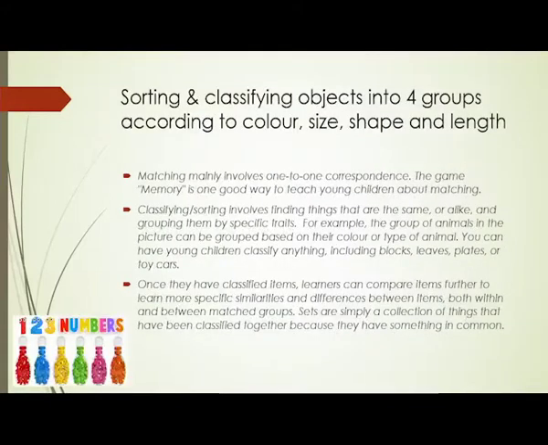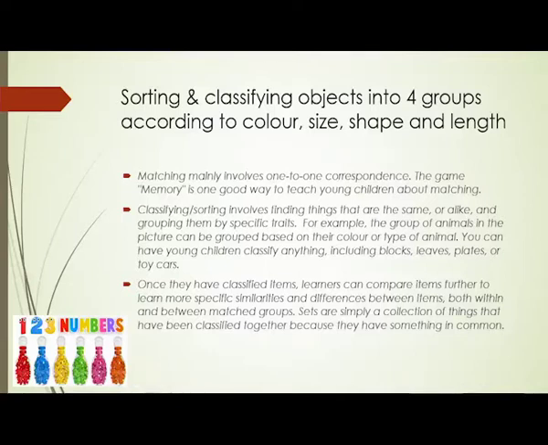Right. How do we understand sorting and classifying objects when we classify them into 4 groups? The 4 groups that we can classify objects in are color, size, shape, or length. Here, matching is important because matching mainly involves one-to-one correspondence. And here we can make use of the game memory. And that is a good way to teach our young children about matching.